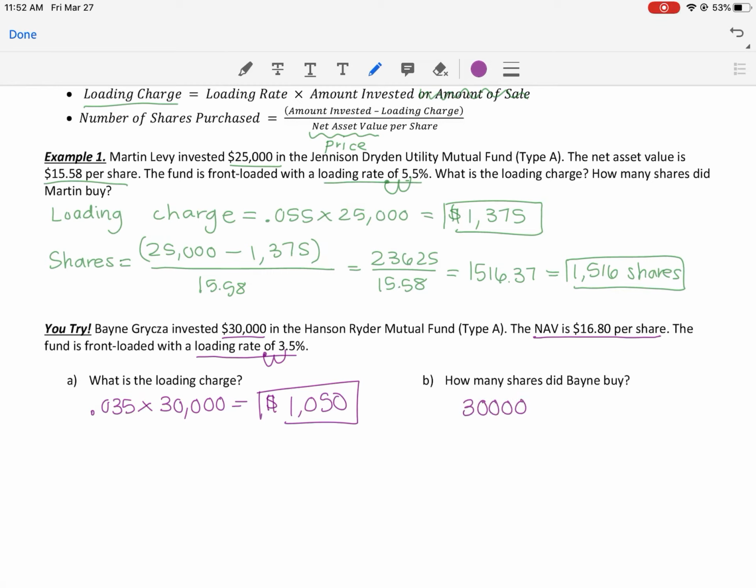So how many shares? We take the amount invested, which is 30,000. We subtract the 1,050, the loading charge, and we're dividing by the net asset value, or the price per share, 16.80. When you do that, you end up with 1723.2. So we'll call that 1,723 shares.